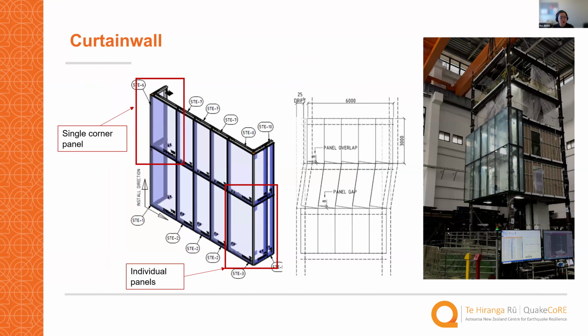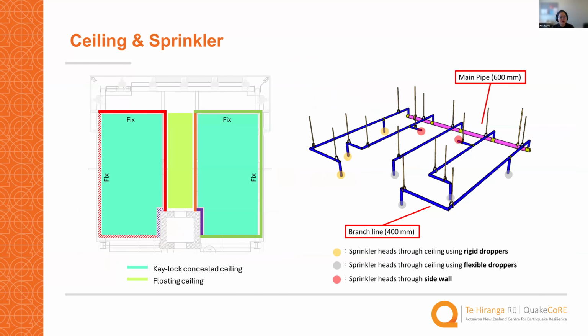And for the curtain wall, we consider both a single corner panel and individual panels of curtain walls. And this is how a curtain wall looks. For the ceilings, there are both fixed ceilings and floating ceilings in the middle. And for the sprinklers, we have the pipes, and we have the droppers, both rigid droppers and flexible droppers.